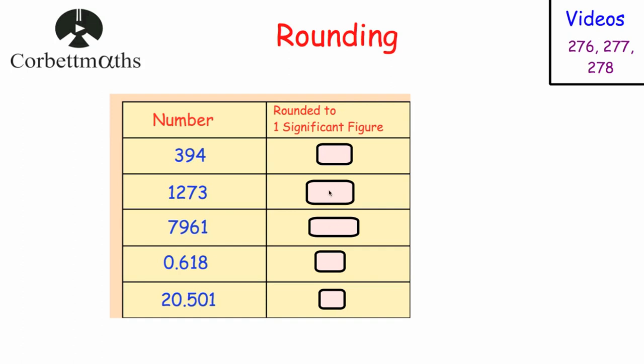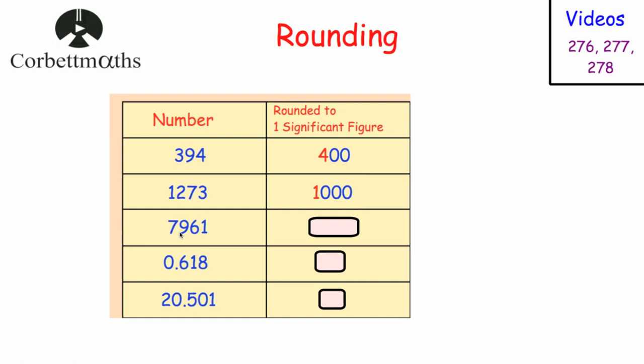So rounding to one significant figure makes the number much easier to deal with, because it's just going to be one number followed by zeros. So if we had 394, that's closer to 400 than it is to 300. So the answer would just be 400. We've got 1,273, where we're allowed just one number followed by zeros, so we're either going to have 1,000 or 2,000. This is closer to 1,000, so our answer would just be 1,000.